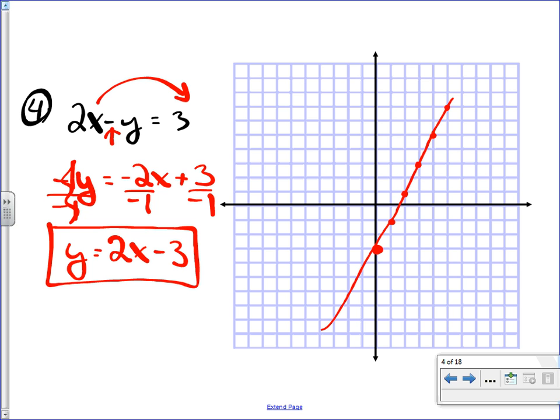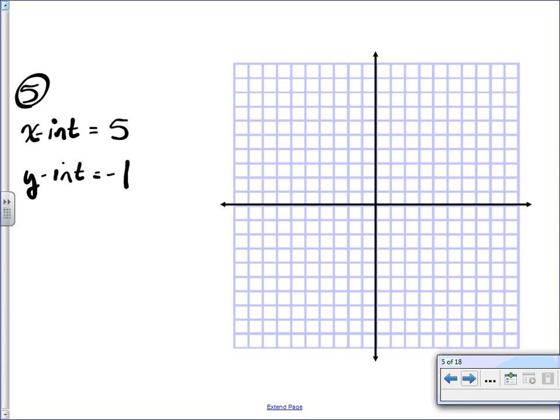All right, let's go to number 5 and number 6. This is even easier. For number 5 and 6, they've given me an x-intercept and a y-intercept. The first one they gave me was the x-intercept. Right here it says that the x-intercept is at 5. So I'm going to go to my x-axis, that's this one right here, and I'm simply going to find 5. So 1, 2, 3, 4, 5 is right here. That's the x-intercept 5.